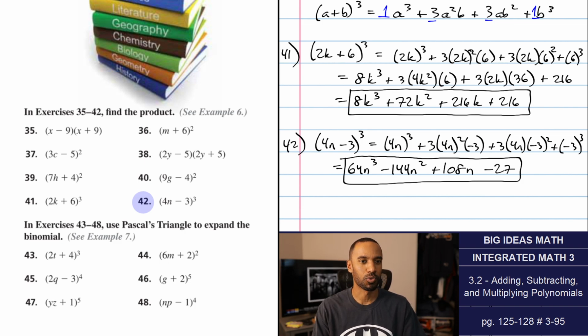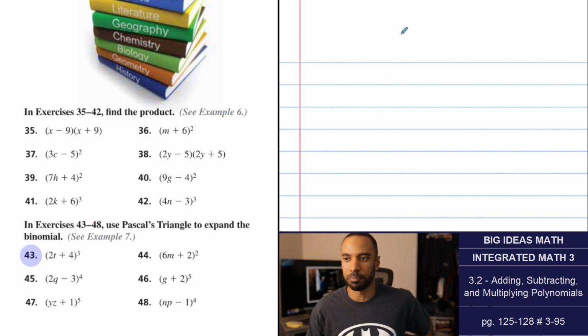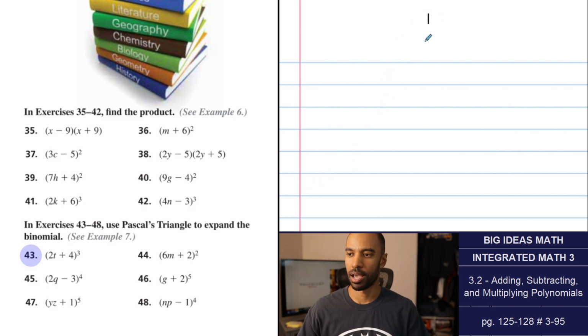All right, there are those ones. Now we're going to use Pascal's triangle to expand the binomial here. Now they say see example 7. What I'm going to do is I'm going to build Pascal's triangle for you guys. You might have seen it previously. Row 0 has the number 1. Row 1 has 1 and 1. Row 2 has 1, 2, and 1.